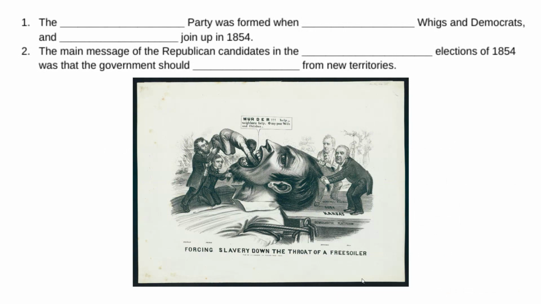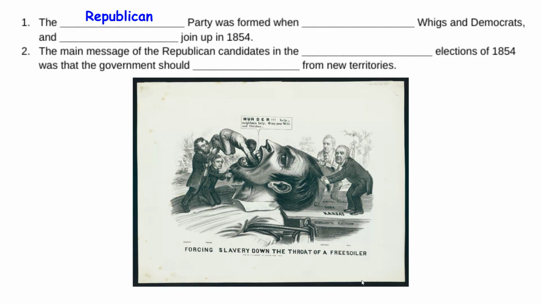And as you can see, we've got some politicians here kind of pulling the hair of this giant, and you might notice that there is a man being shoved down the throat of this giant, an individual who is probably an African American. "Murder, help, neighbors help, oh, my poor wife and children."